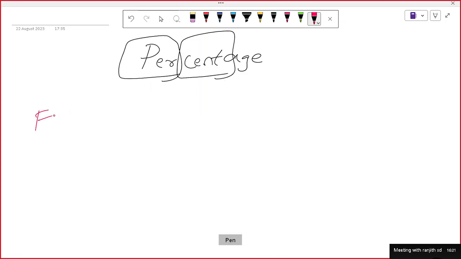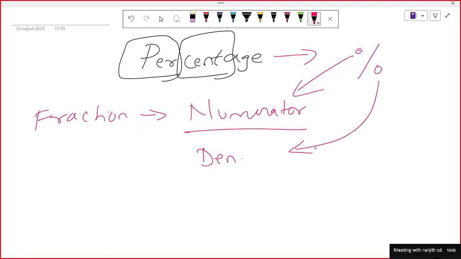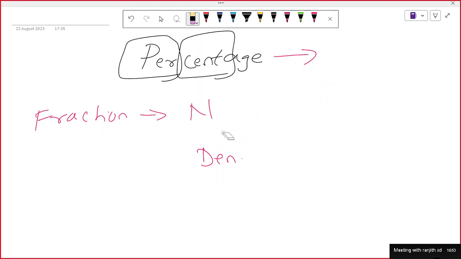Before studying percentage, fraction is important. Through fraction we get to know percentage. What is fraction? Numerator by denominator. And this is the percentage symbol. Can you see the symbol? Yes, sir. Remember like this: percentage always has a numerator divided by denominator. We calculate all the values for 100. Let me show you the image.